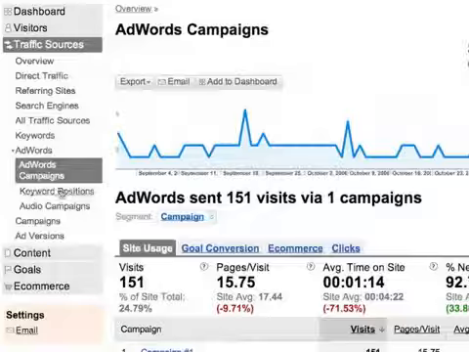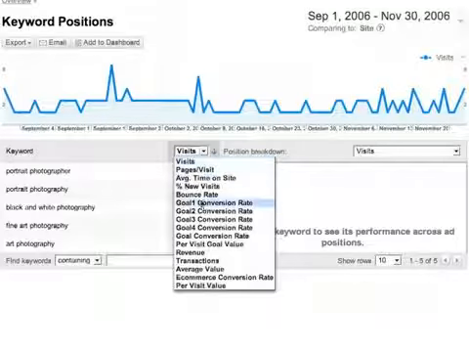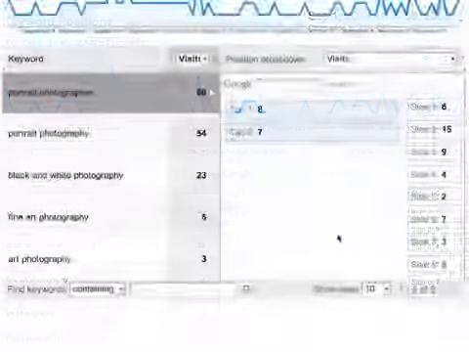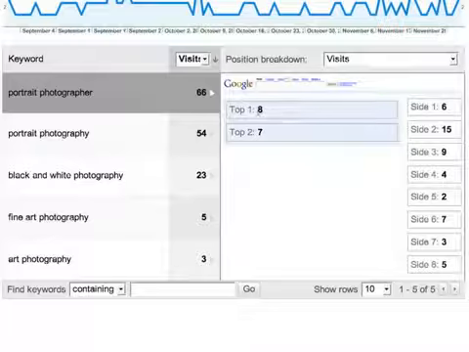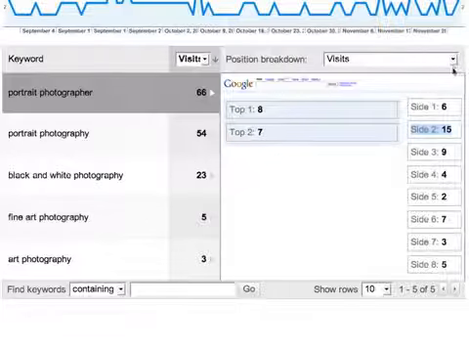Now let's look at the Keywords Positions report. I can display whichever metric I want here in the drop-down, but I can also select any one of the keywords and see how each search position performed for that keyword. So, people searching on portrait photographer visited 15 times from the side 2 position.